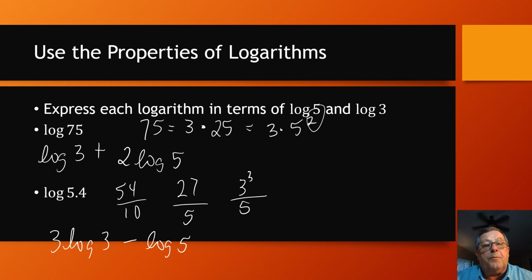Power property, quotient property. In the second one, we used the product property and the power property in the first one. And Shazam, test it out. Put in your calculator the log of 5.4 and then go in there and say 3 times the log of 3 minus the log of 5. See if we get the same answer, and we should, because we've used the properties of logarithms. And shall we say, Shazam!